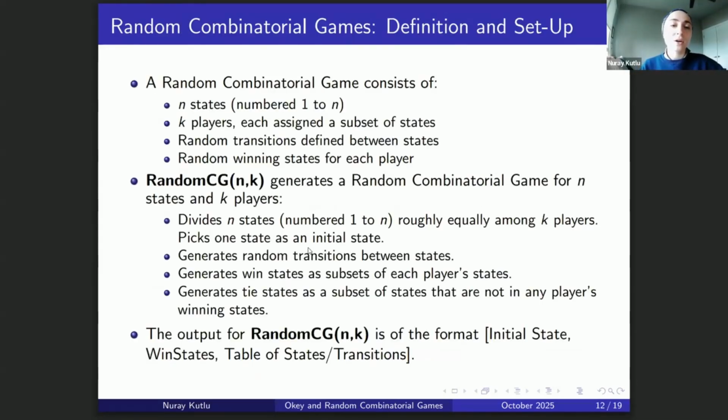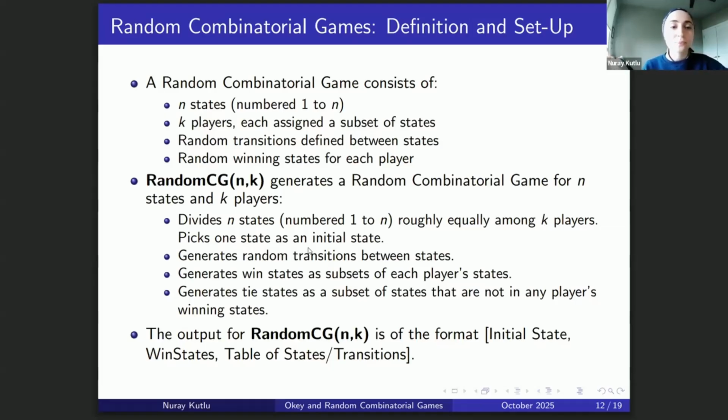Okay, so what's a random combinatorial game? I mean, technically, the Okey game is also random, right? The initial state is random, the dealings are random, but what I mean by a random combinatorial game is that everything, including the rules, is random, and the transitions are also random. So a random combinatorial game has n states numbered 1 to n, k players, which are all assigned a subset of states, random transitions defined between the states, and winning states for each player, which is a subset of all their states for each player.